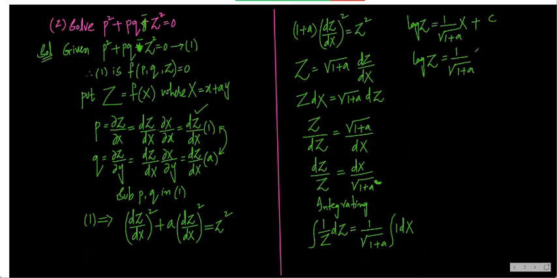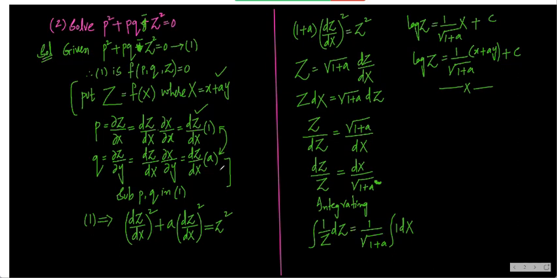And what is the value of this capital X? This value is small x plus a. This is what I said: this process will be common. Only we have to take p and q to that side, integrate, and get the answer.